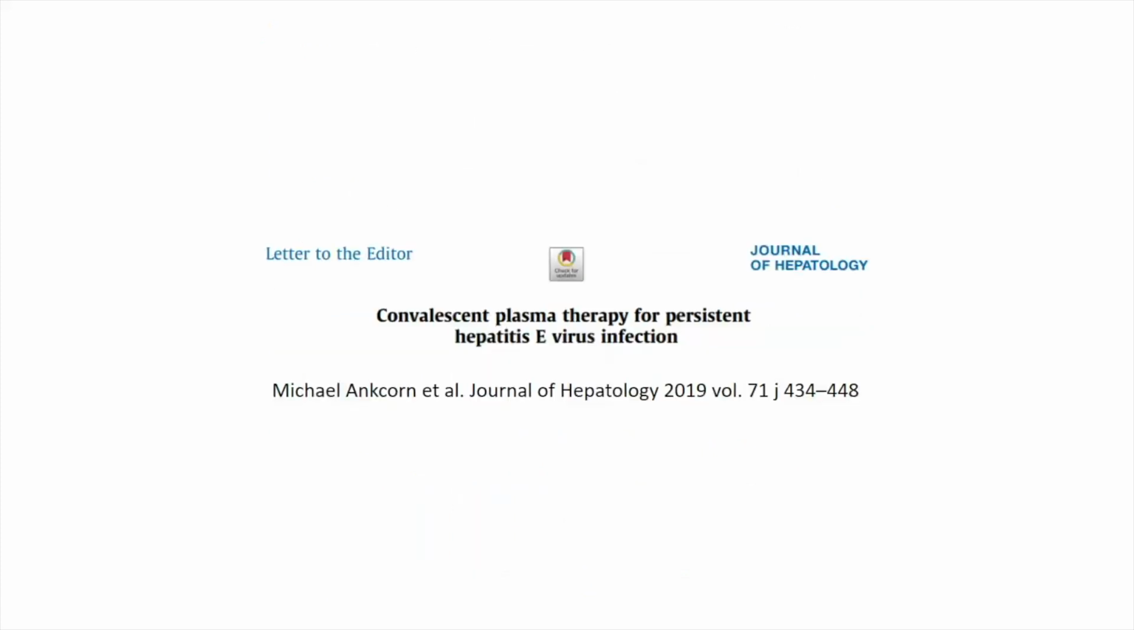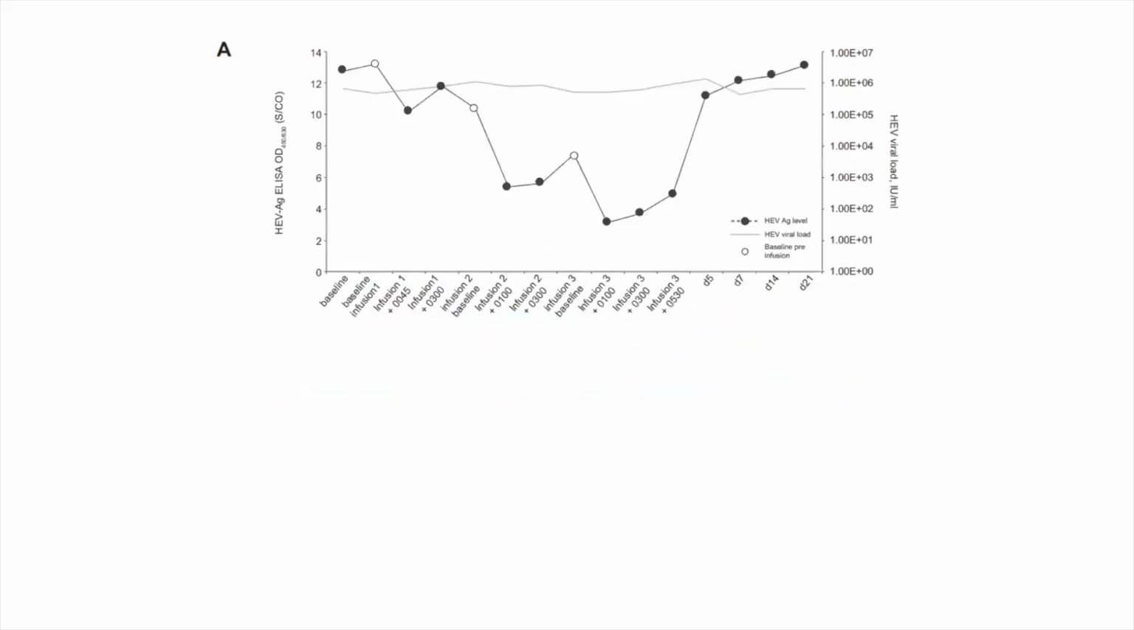So we gave him convalescent plasma, from 2 patients who recovered from hepatitis E, who had good titers of neutralizing antibodies that we checked in the lab. And Michael Ancon is one of our registrars in 2019. He's a consultant now in Sheffield, who did this report with us. And unfortunately, the results were equally disappointing.